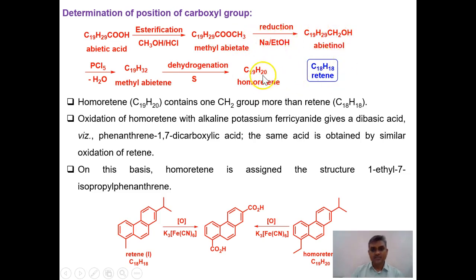And the structure of the homoretene was again found on the basis of oxidative degradation as well as its synthesis by using Haworth methodology. It is observed that retene and the homoretene both of them give the same oxidation product, and they contain one carbon atom.